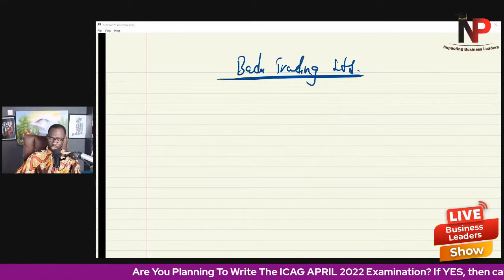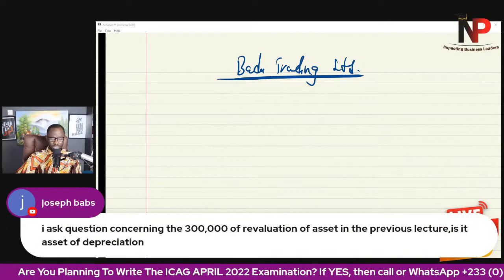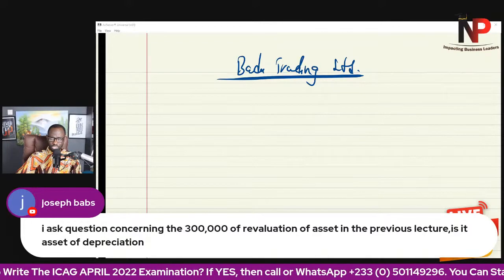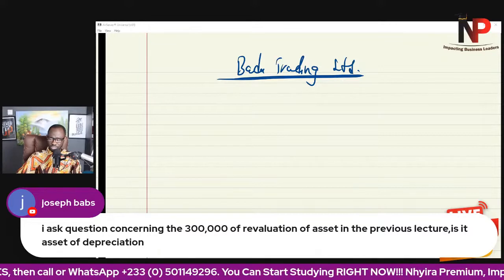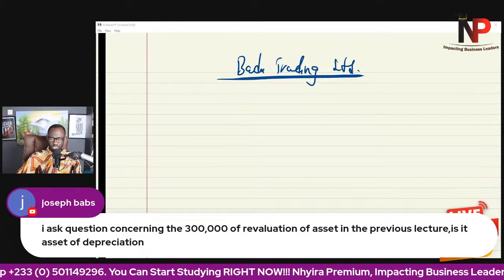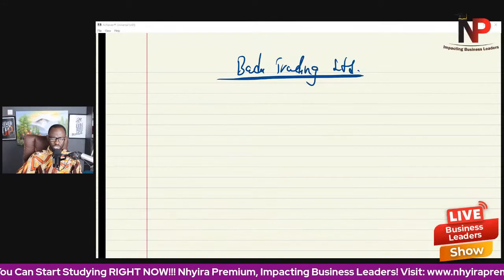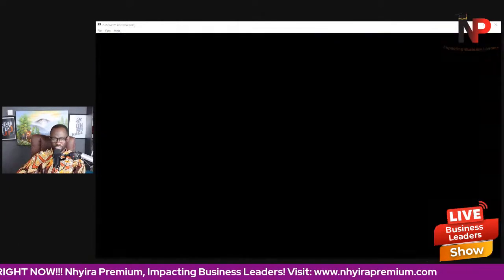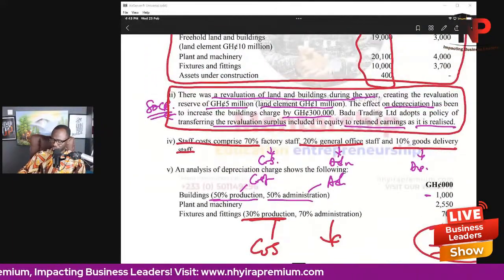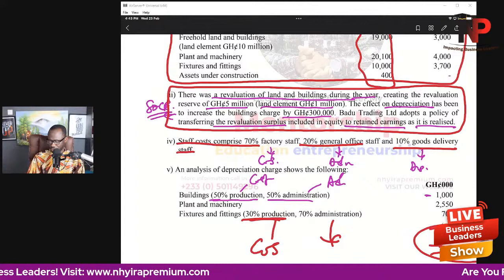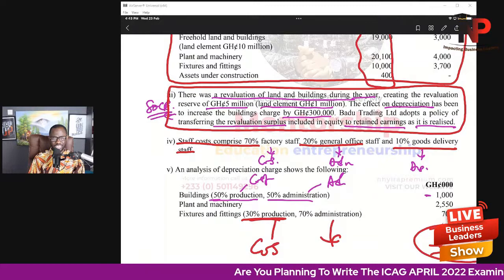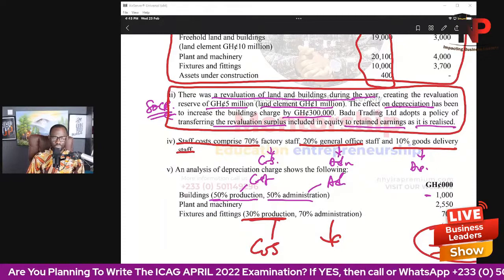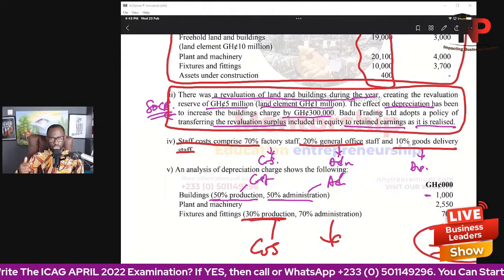I'm seeing a question coming up. I asked a question concerning 300,000 of revaluation assets in the previous lecture. Is it asset or depreciation? What is asset or depreciation? There is no asset or depreciation. We are told in the question that the effect on depreciation has been to increase building charge by 300,000. So we said that is an excess depreciation. That's an excess depreciation because when assets are revalued, we calculate depreciation on the revalued amount.